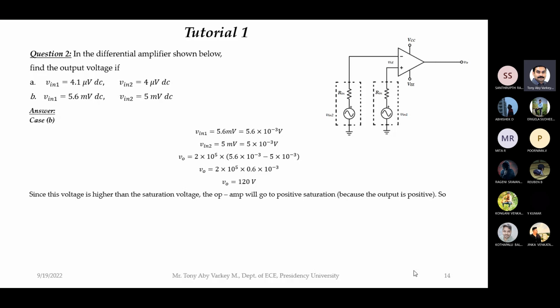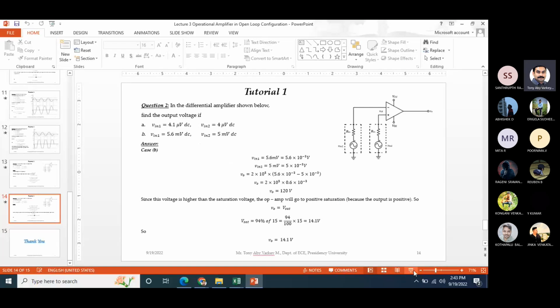Positive saturation means how much voltage? If 15 is the supply voltage given, what will be the output? 14.1. Is it clear? So in simulation you can see that it will be 15. Actually it will be 14.1 volts. So that also I'll show you.